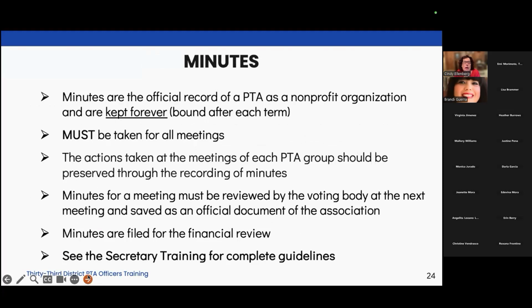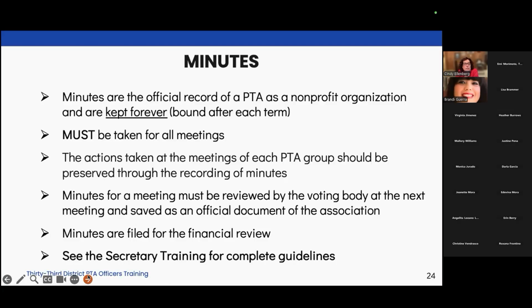Minutes are extremely important. I can't emphasize this enough. They're the official record of the PTA as a nonprofit organization and are kept forever and should be bound after each term for that term. Minutes must be taken for every meeting. Actions taken at the meetings for each PTA group should be preserved in the minutes. So if a vote is taken, it is listed in the minutes.